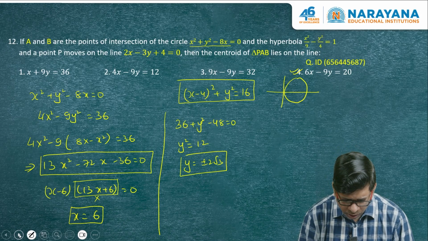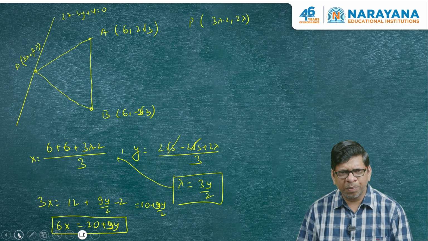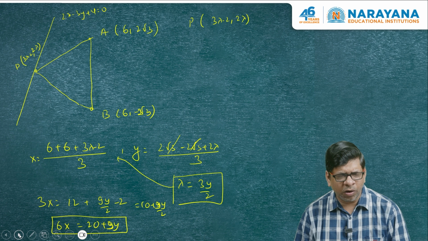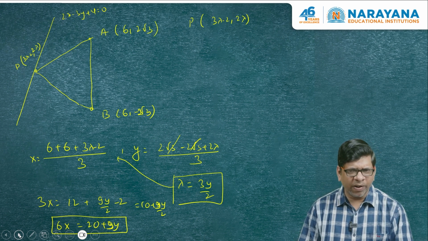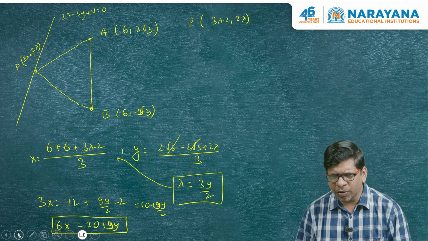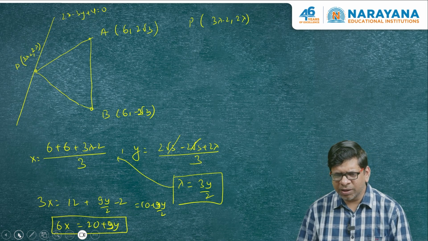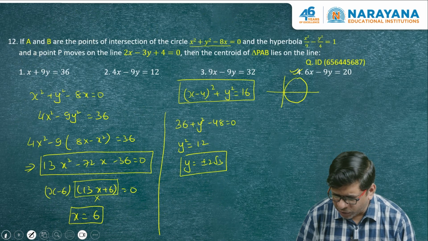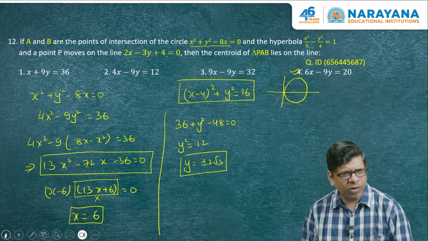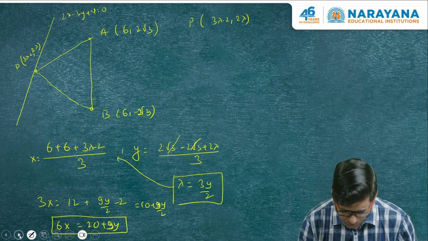Once we know all the 3 points, P is a locus point which is moving on a line, so we can take it as a general point. First you take P in terms of lambda, and to get the locus of the centroid, again remove the lambda. So we get 6x equals 20 plus 9y, which is option number 4. So definitely a solvable question in the exam.